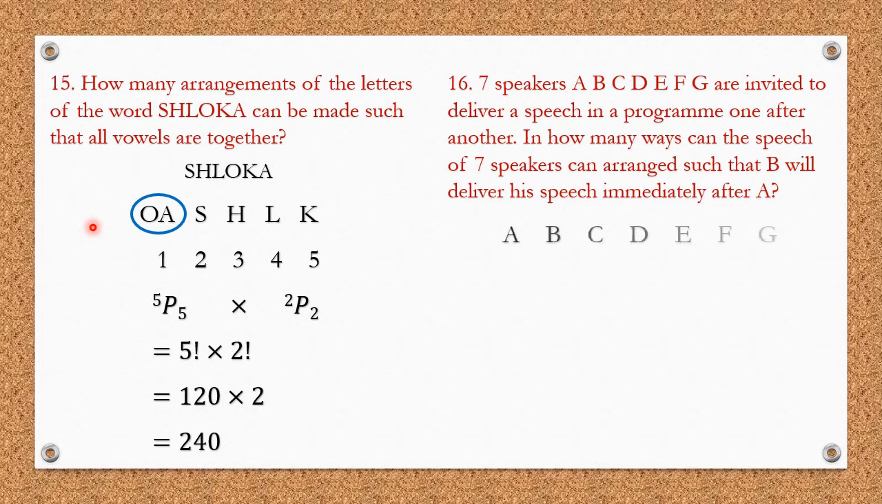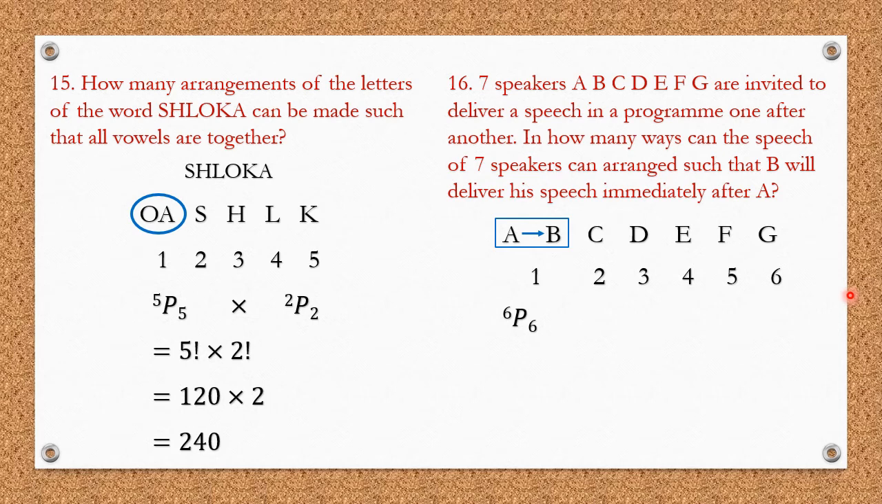So what I am going to do is write down the numbers, and then write an arrow here, that B will give speech after A. Because these two have a condition between them, I am going to put them in a box, and because they are in a box, I am going to consider them as 1 at the time of calculating my actual arrangements. So here A and B together will make a 1, 2, 3, 4, 5, 6. So that would be 6P6.